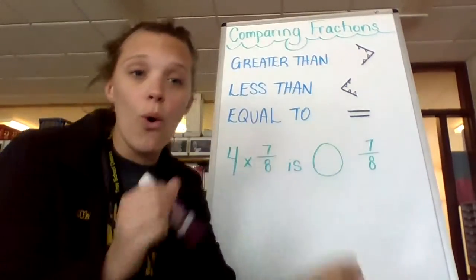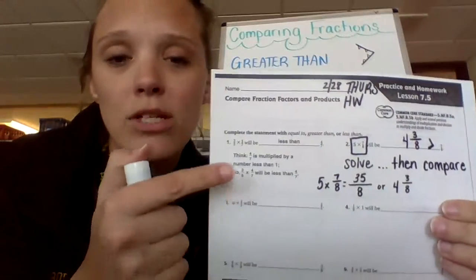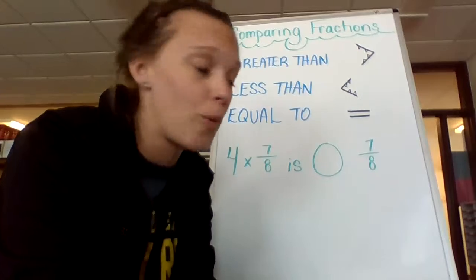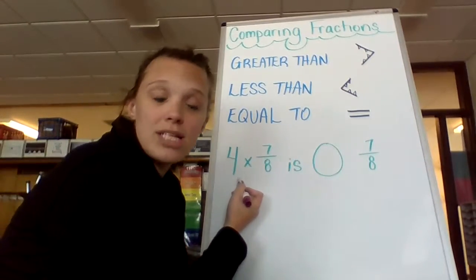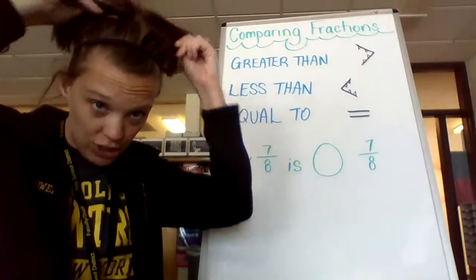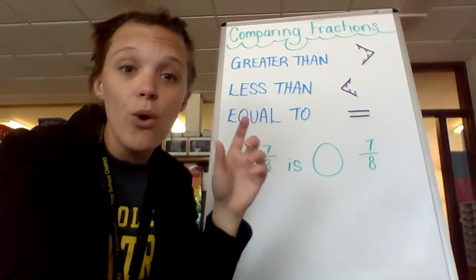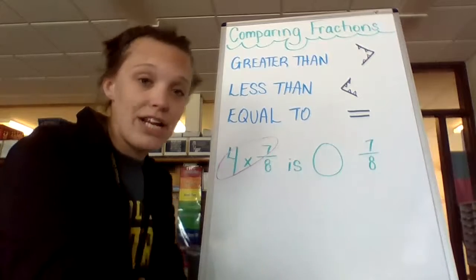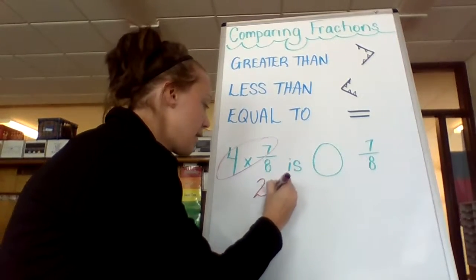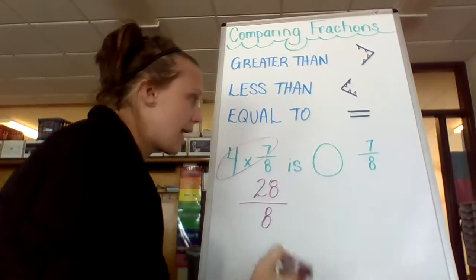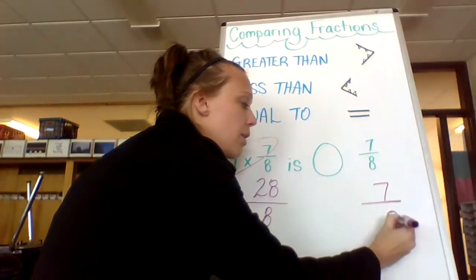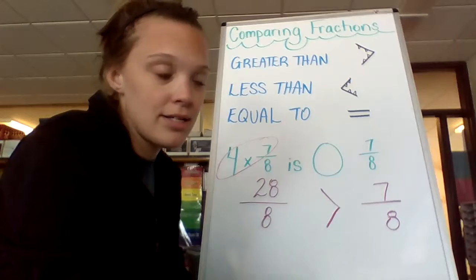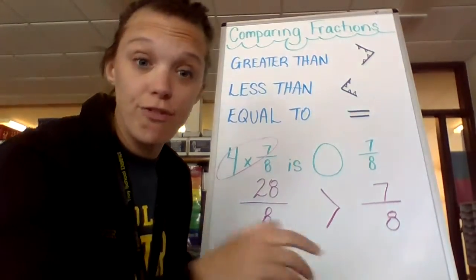All right, so let's practice. I wrote on your homework some advice: solve, then compare the values with greater than, less than, and equal to. First I have the expression 4 times 7/8. The other day we talked about how to multiply a whole number with a fraction: we multiply the whole number by the numerator. So 4 times 7 is 28. We keep the denominator the same, and then we can compare 28/8 to 7/8, and we know that 28 is greater than 7. That's pretty straightforward.